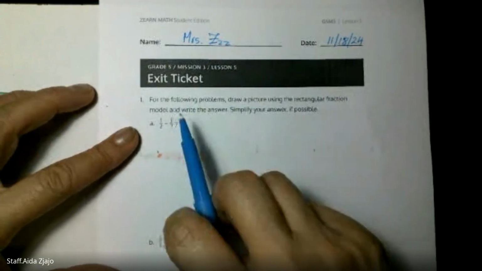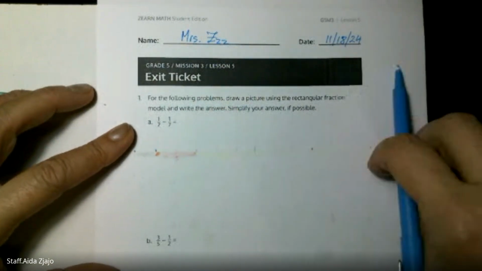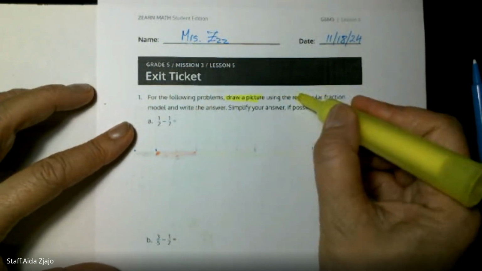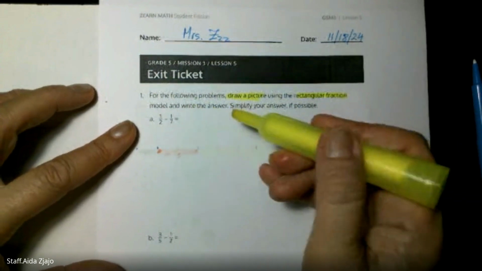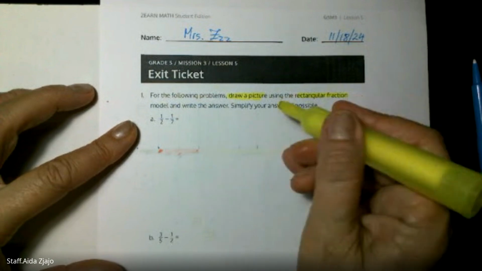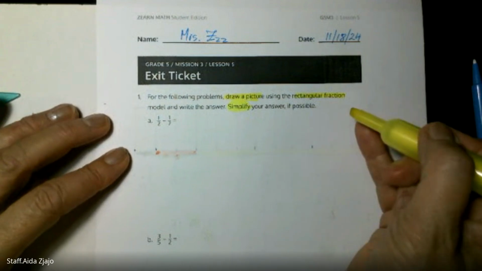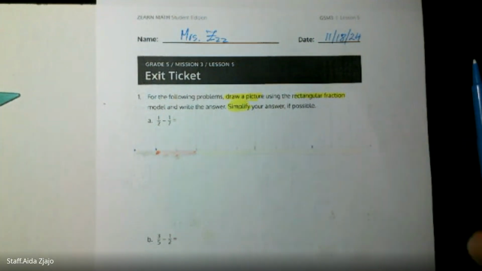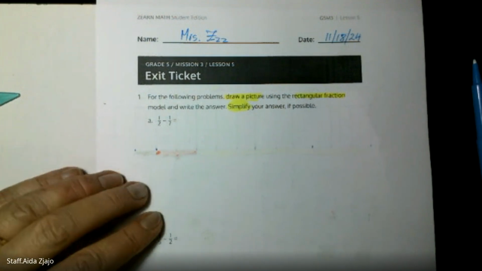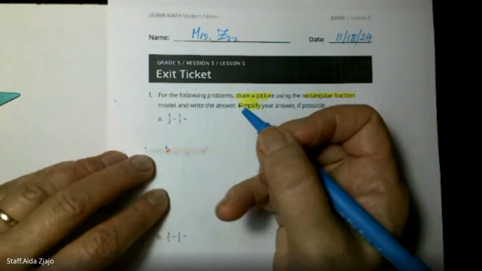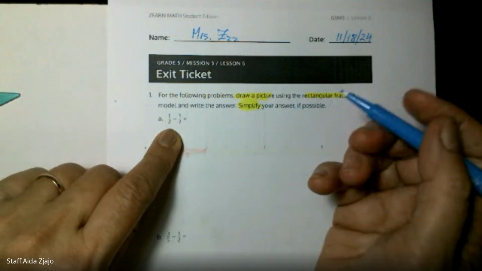For the following problem, draw a picture. Use the rectangular fraction model and write an answer. Simplify your answer if possible. Okay, so this is subtraction. We needed to subtract 1/7 from 1/2. So I'm gonna make it a little bit bigger.